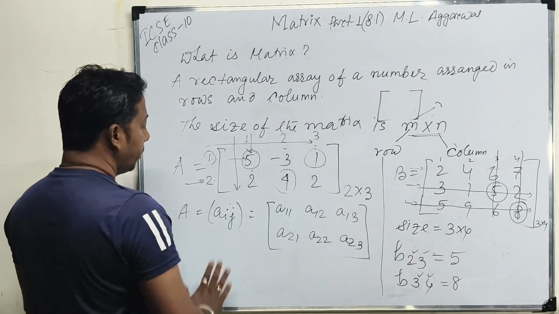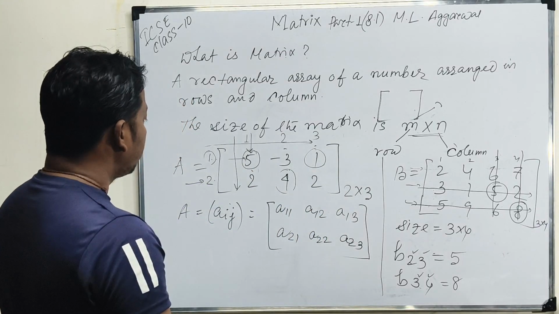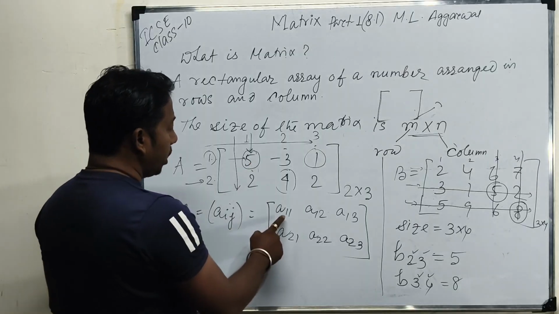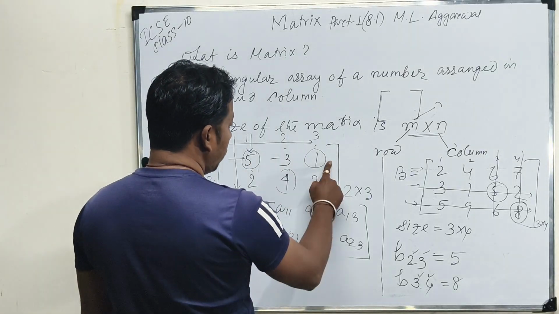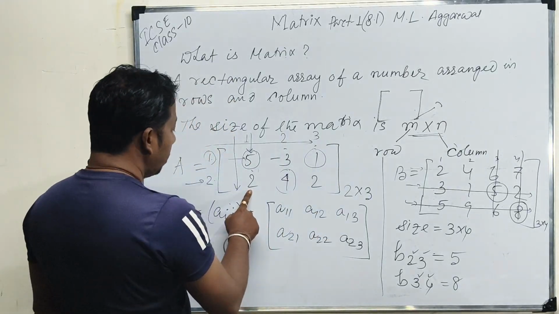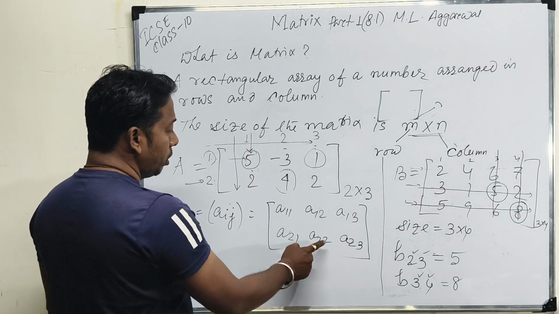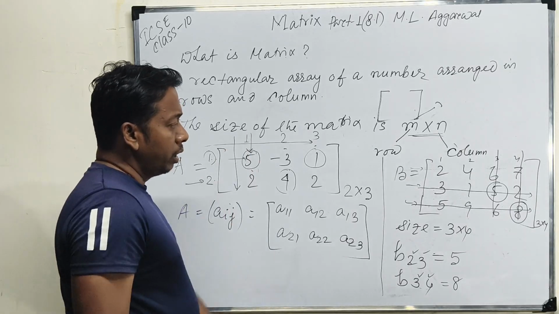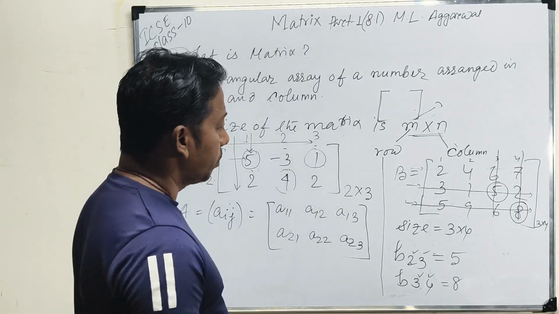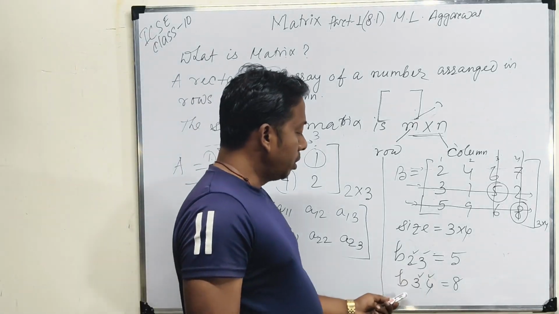Here I am just taking a 2 cross 3 matrix. The values are given. This position is called A11, that position is A12, here is A13, and here is A21 because the row number is 2 and the column number is 1, then A22 and A23. Okay, and we are taking another example, and we can easily find out the value of the matrix.